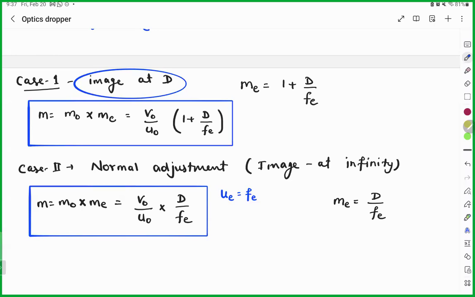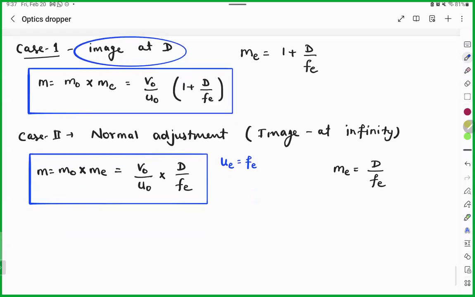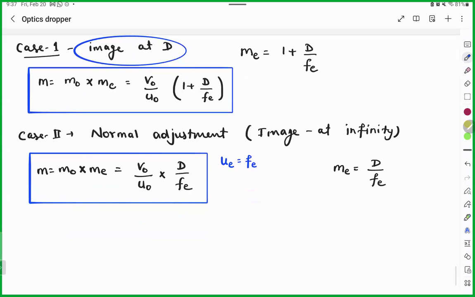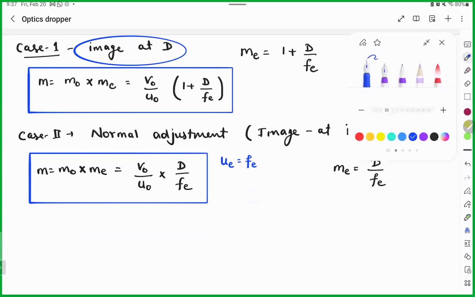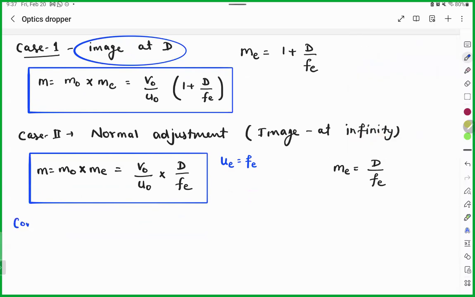Got it? Any doubt? Anybody have doubt? No.